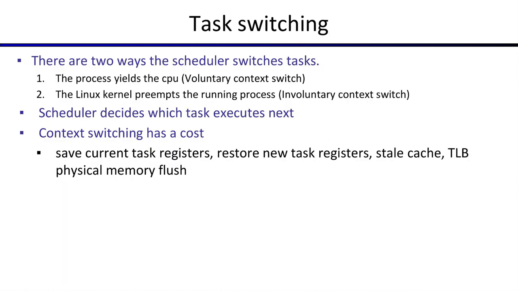So task switching. If tasks are running, why do you switch between tasks and how? There are two fundamental ways to switch. One is that the process yields the CPU. You can yield to the scheduler and say, okay, I don't need to run again, and you can give it to someone else, make another priority decision. The other way is that the kernel preempts the running process. One is called a voluntary context switch, the other an involuntary context switch, and involuntary is preempting. The scheduler will decide which task to execute next, and that decision is based on certain factors we will be discussing in the next few slides.